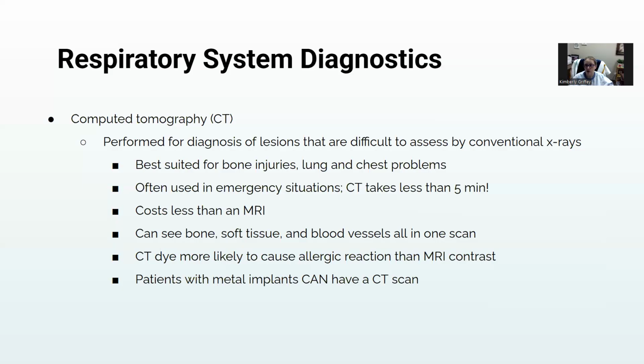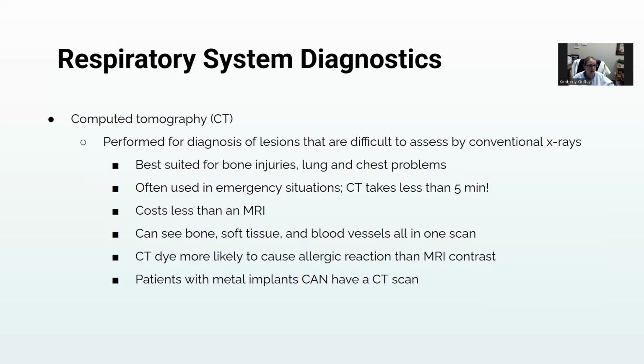A CT is going to be good to look at to rule out cancer, or if you have some type of infection. CTs are often going to be used in emergent situations because they take a very short amount of time. You put the patient on the table, they get put in. Usually takes less than 5 minutes to do. And it's less expensive than an MRI. MRIs are very, very expensive. With a CT, you can see bones, soft tissue, and blood vessels all in one scan.